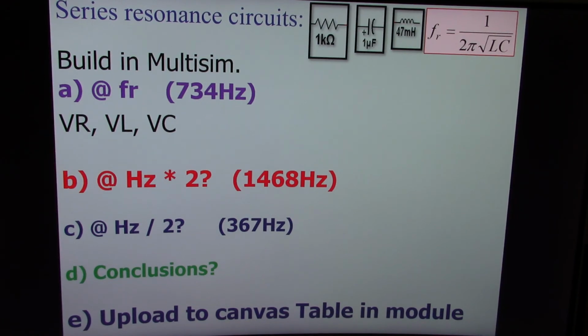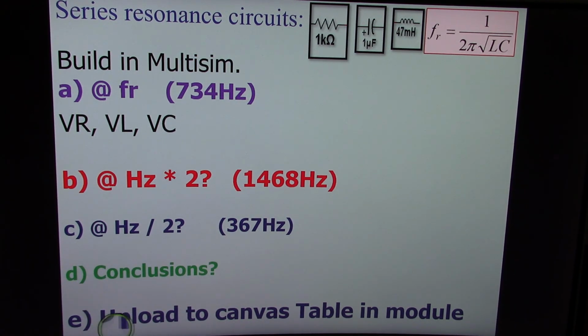And I want to know what is the voltage across the resistor, which is this one here, the voltage across the inductor, which is this one here, and the voltage across the capacitor, which is this one here. And what happens to these voltages when it's at resonance frequency? And then, when I increase the frequency by 2, what happens? When I decrease the frequency by 2, or divide by 2, what happens?